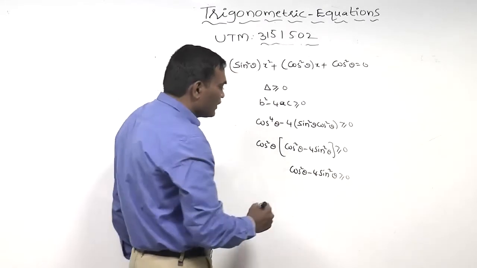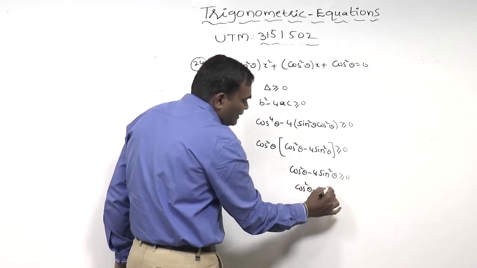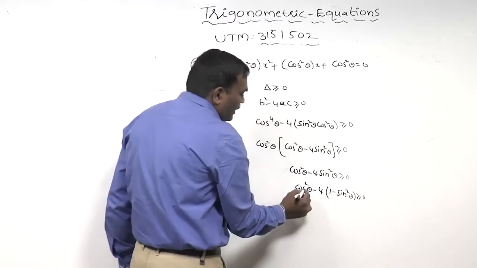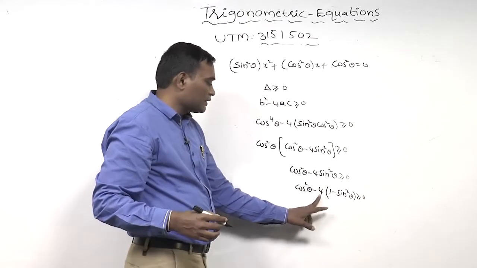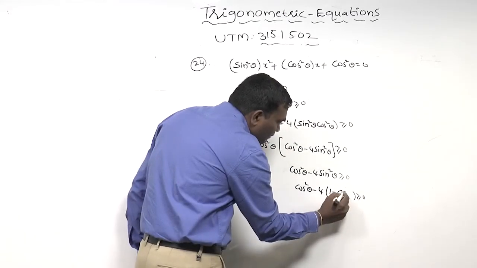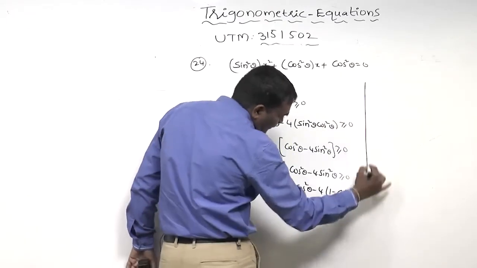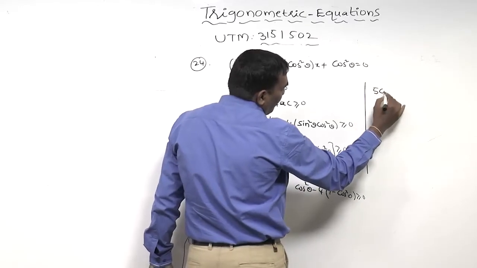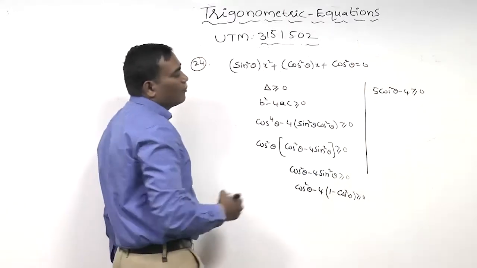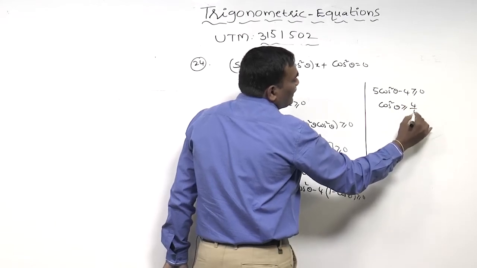I want some value. So cos square theta minus 4 into sin square theta, write in terms of sine: 1 minus sin square theta. That is minus into minus plus 4 sin square theta, this is cos square theta. 4 plus 1, that is 5. So here 5 cos square theta minus 4 is greater than or equal to 0. So cos square theta is greater than or equal to 4 by 5.